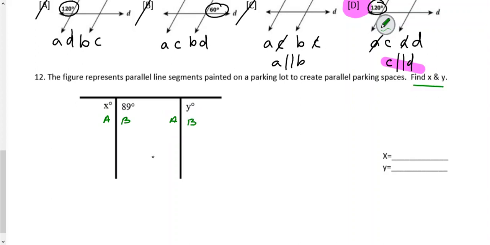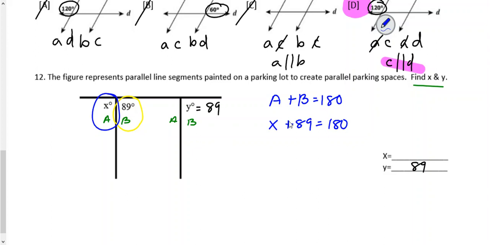We need to find X and Y. Okay, the one thing I know is that everywhere there's a B, that's going to equal 89. So over here, I can say my Y is also equal to 89. And there's one of my answers. And I know X is A. But I know A plus B equals 180. So I can say X plus 89 equals 180. Then all that's left is to subtract 89. So we get X to equal 91.